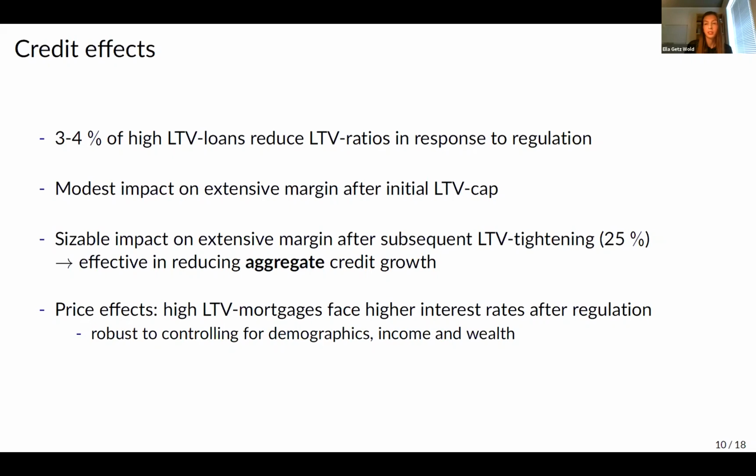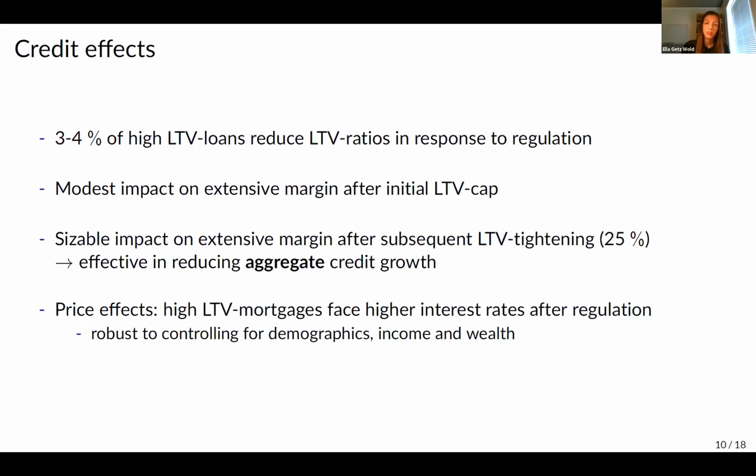And so, especially due to this large extensive margin effect, this is quite effective in reducing aggregate credit growth. In order to get at the aggregate credit growth effect, we need some more assumptions, but given the structural assumptions that we make in the paper, we find that aggregate credit growth is probably reduced by 20% due to the regulation.